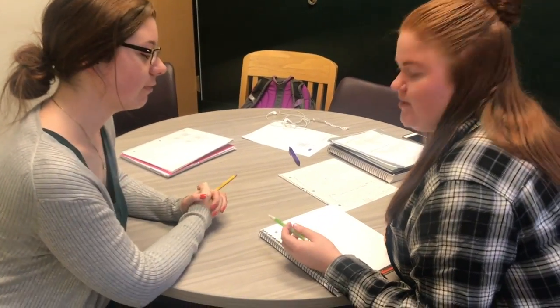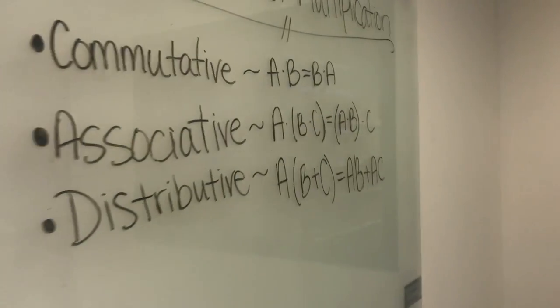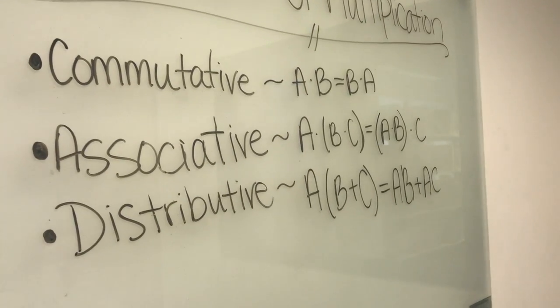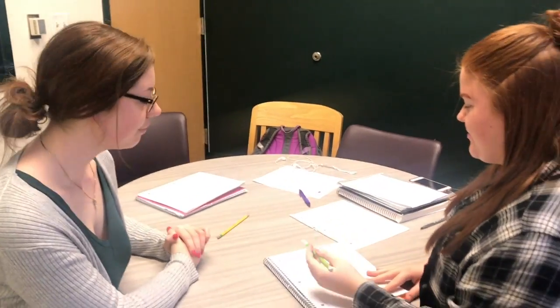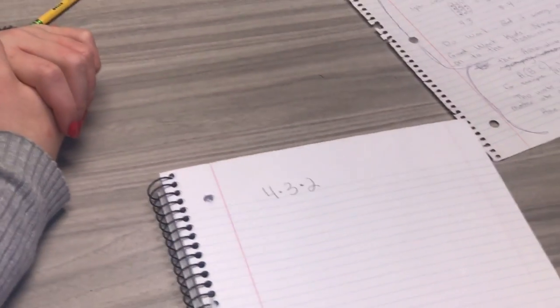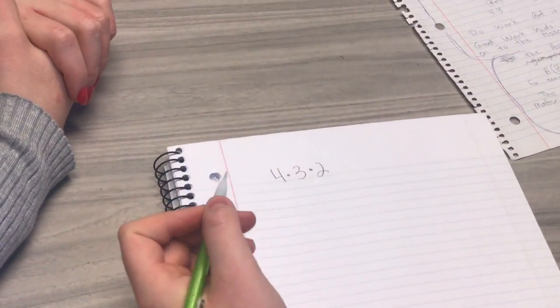All right, so now we're going to learn about the associative property, which means that grouping doesn't matter. So if you have A times the grouping of B times C, it's the same as the grouping of A times B, times C. So here, if we're going to multiply 4 times 3 times 2, we can set that up in different ways based on how we want to group it.